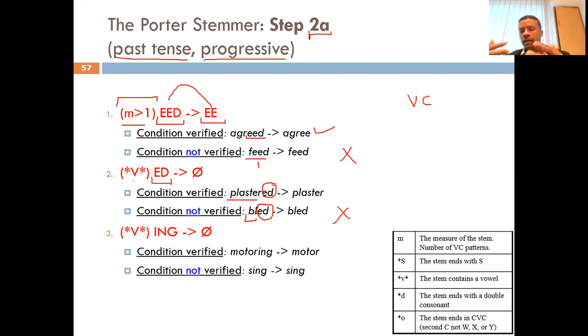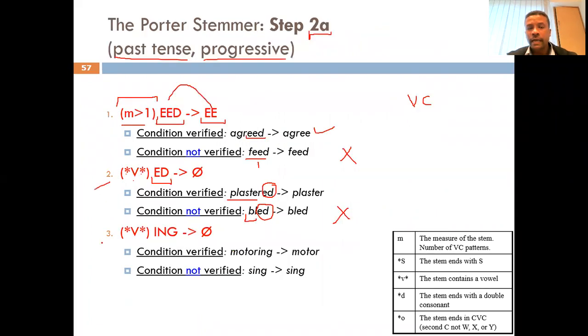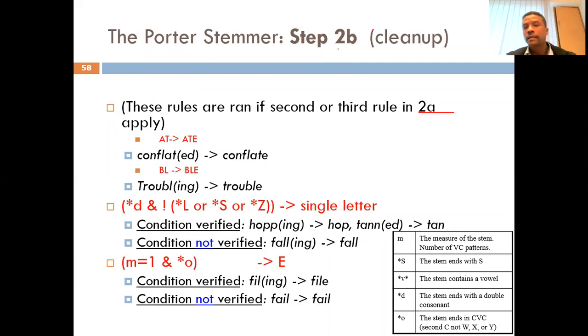So this way, he came up with multiple rules. For instance, if you see step 2B, it says it's a cleanup. And these rules are going to be run if the second or the third rule in 2A are applied. You see? The second and the third rule of 2A, if they are applied, then 2B is going to be done as a cleanup. What does it do? If it ends with AT, then it makes it ATE. If it ends with BL, then it will change it to BLE.